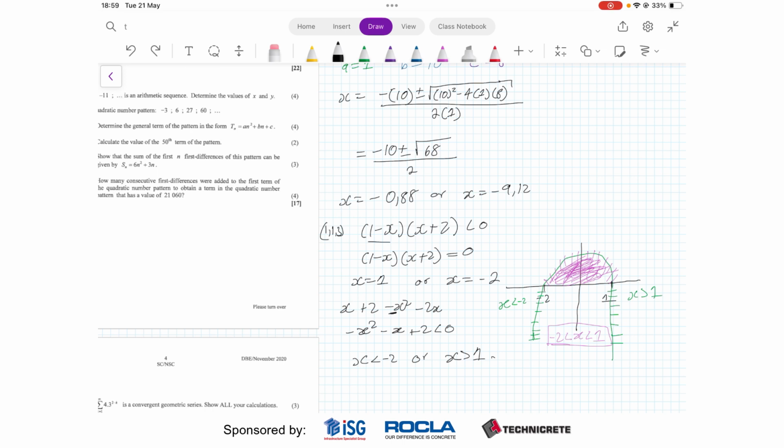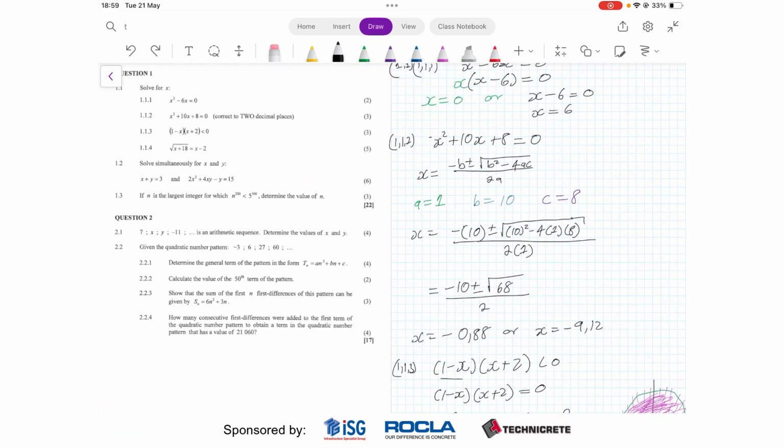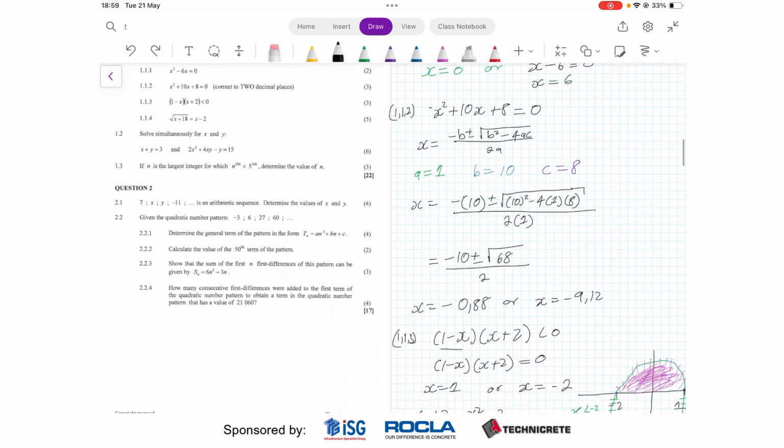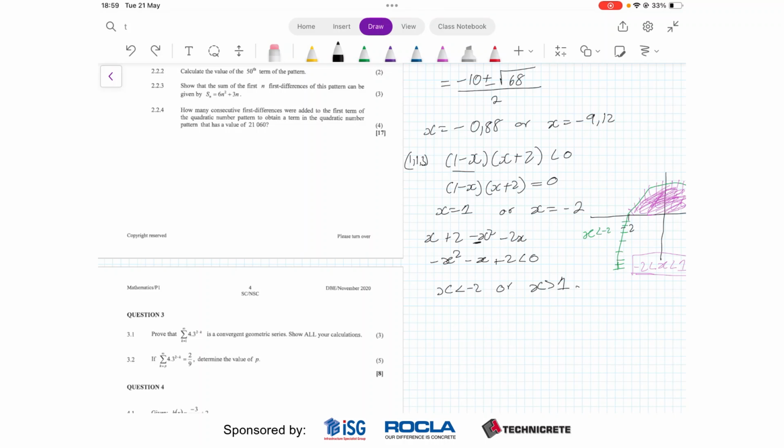Okay, moving on to 1.1.4, we have a question in which we are asked to solve for x.